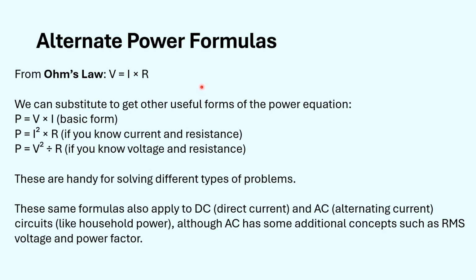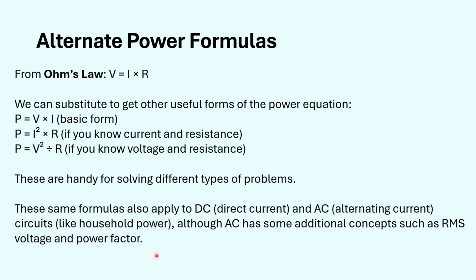Now if we combine Ohm's law with this, V is equal to I times R, then we can change the form of it. This is our basic form we had earlier, power is equal to V times I. And then if we substitute Ohm's law into that, either solving for V or solving for I, what we're going to get is the power is equal to I squared times R. That's if we know the current and the resistance. And the power is equal to V squared divided by R if we know the voltage and the resistance. It depends on what we're given in the situation.